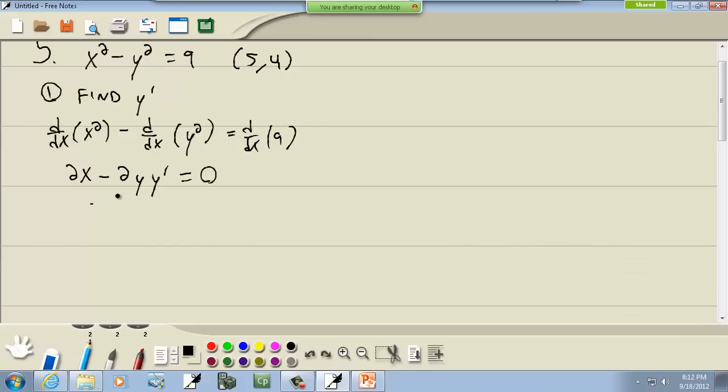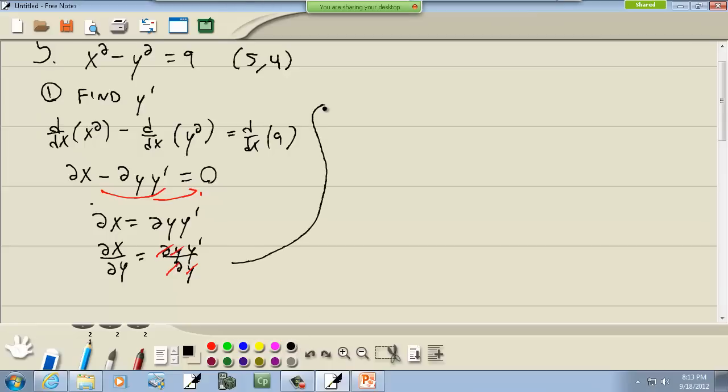I want to solve for y prime, so I'm going to take the negative 2y y prime to the right side. So we've got 2x is equal to 2y y prime. Divide both sides by what's in front of our y prime, which is 2y. The 2's cancel, and we get y prime is equal to x over y.